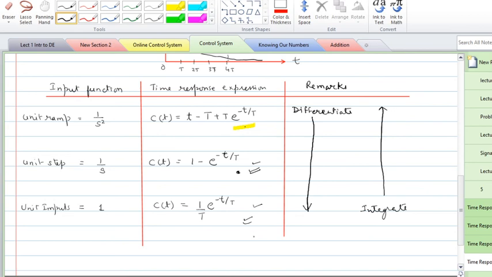This table is important, that if a student or a person is having the unit ramp response of a system, then you can easily calculate its step response and its impulse response. Similarly, if an impulse response is provided with the system, then you can easily calculate its unit step response and unit ramp response.